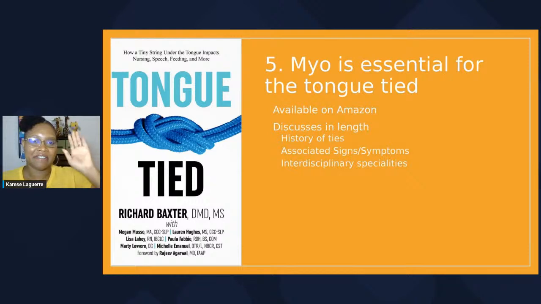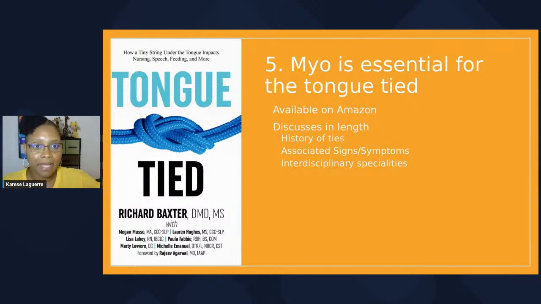So let's get into the 5 things that I want everybody to know about this myofunctional therapy thing. Number 1, we just talked about tongue ties very lightly. Myofunctional therapy is essential for the tongue tied. Really great book by Richard Baxter here. It's been out since 2018. This discusses at length the history of tongue ties, the associated signs and symptoms, and all the interdisciplinary specialties.